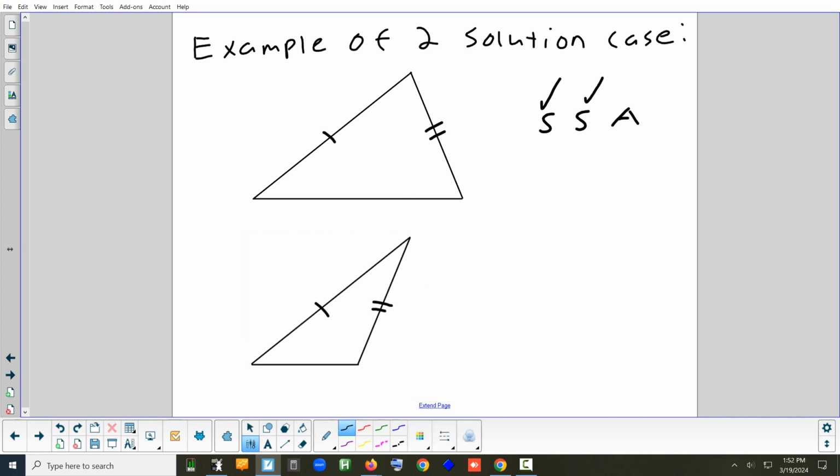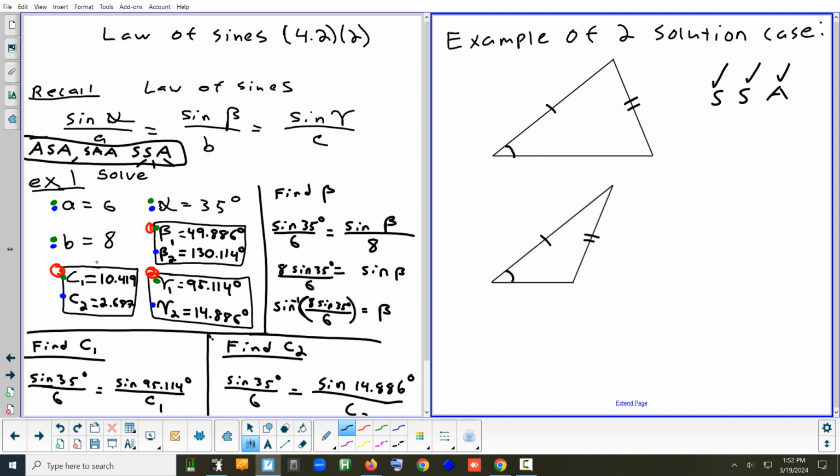So that's kind of a visual example of how you can take two sides at an angle, keep them exactly the same length, keep the angle the same, but draw two different pictures. That's where the two sets of answers come from. A diagram like that.